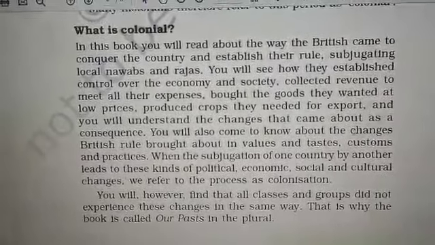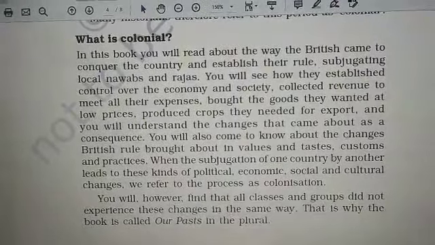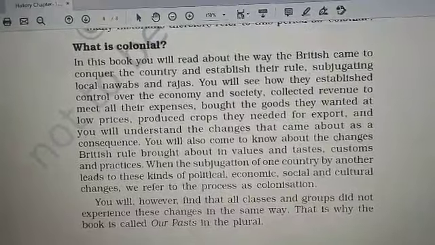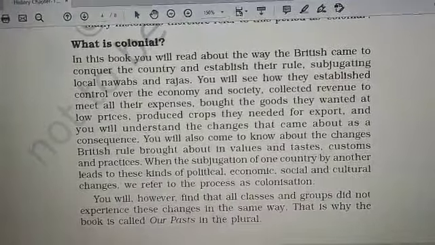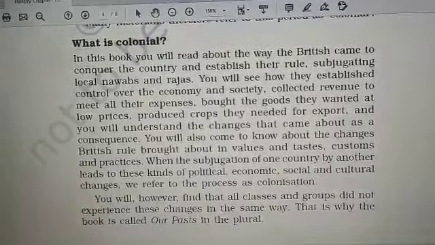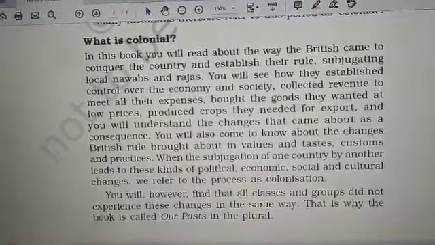You will also come to know about the changes British rule brought about in values and tastes, customs and practices. You will, however, find that all classes and groups did not experience these changes in the same way. That is why the book is called Our Pasts in the Plural.